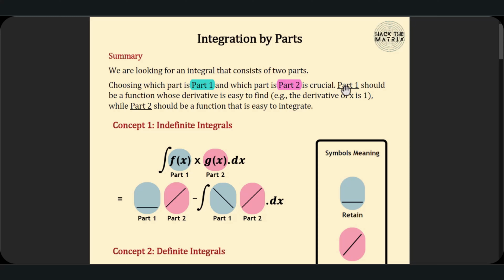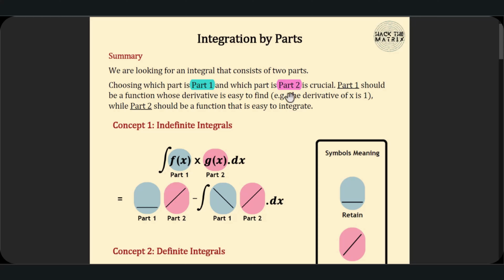I will start by reading and then I'm gonna explain the technique afterwards. So, integration by parts. We're looking for an integral that consists of two parts. Choosing which part is part 1 and which part is part 2 is crucial.